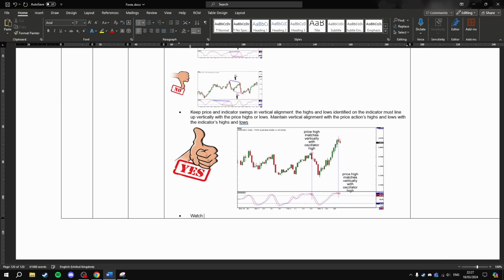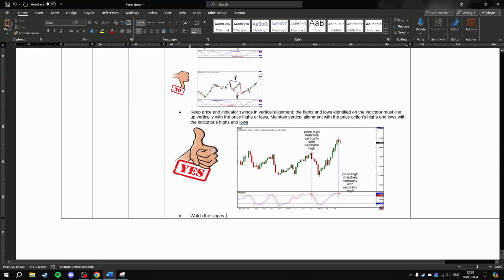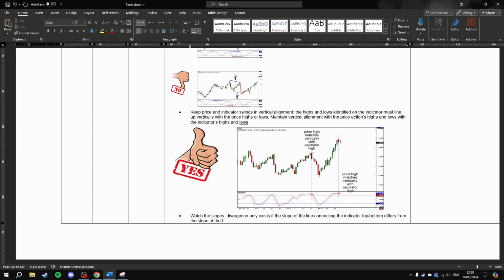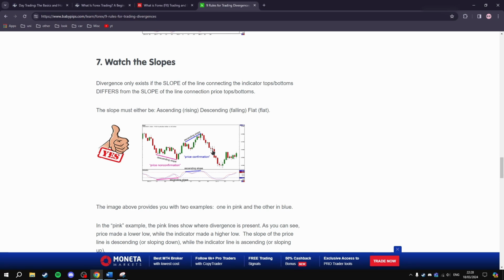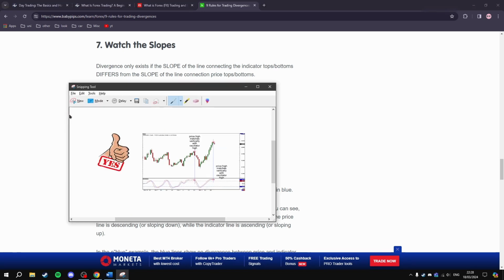Watch the slopes. Divergence only exists if the slope of the line connecting the indicator tops or bottoms differs from the slope of the line connecting the price tops or bottoms. The slope must be either ascending, rising, descending, falling, or flat.